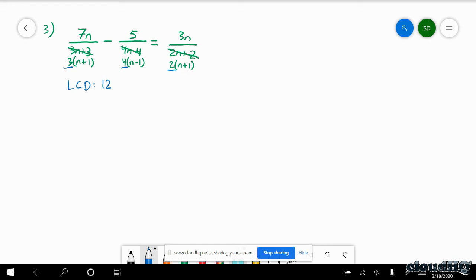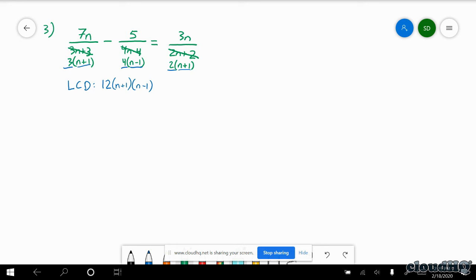12. It is 12. Then look at our other factors. N plus 1, we're going to have to include that. The next one has an n minus 1. That's unique. I need to include that as well. Last one has n plus 1, but I've already included that, so I don't need to include it again. It's overlapping. So here is the least common denominator, 12 times n plus 1 times n minus 1. I'm now ready to multiply that in.